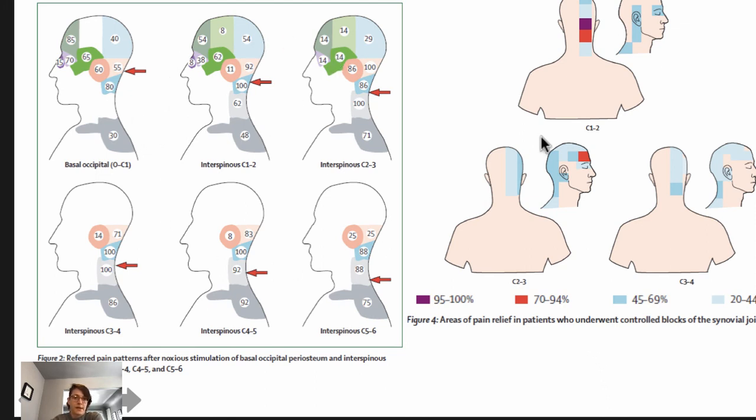And then over here on the right, so this is C1, 2, 2, 3, 3, 4, and they're just irritating the synovial, or using a block for the synovial joints, and so these are the areas of pain relief from those areas. So C1, 2 going to the top of the head, the base of the skull or upper cervical spine, and C2, 3 again going towards the front of the head. And there's a little bit of difference here between the interspinous and then the synovial joints.